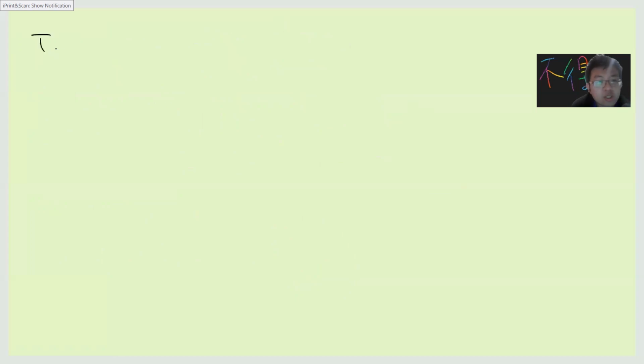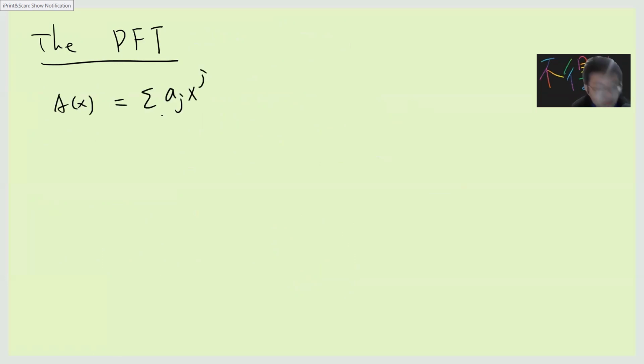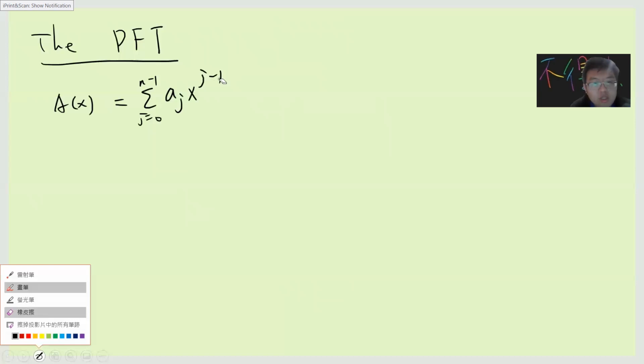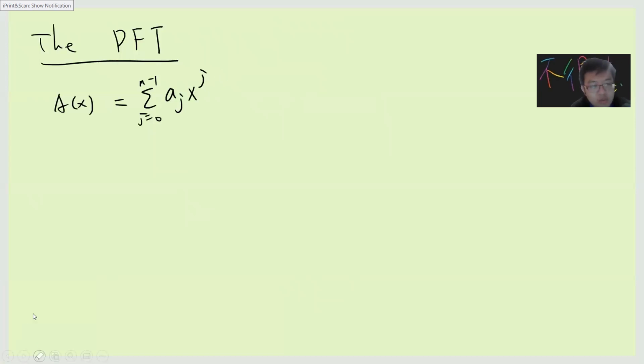Okay, so let me just define the DFT. What is the DFT? Let's consider a polynomial f(x) equals the sum of a_j x^j, where j goes from 0 to n minus 1. So this is a polynomial of degree n minus 1, and the Fourier transform is defined to be the following.